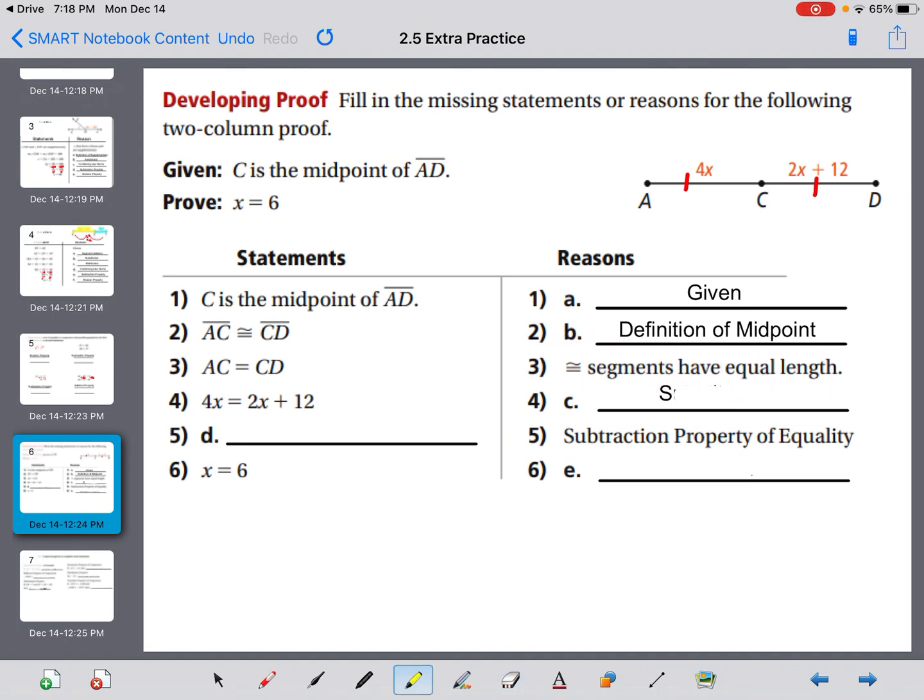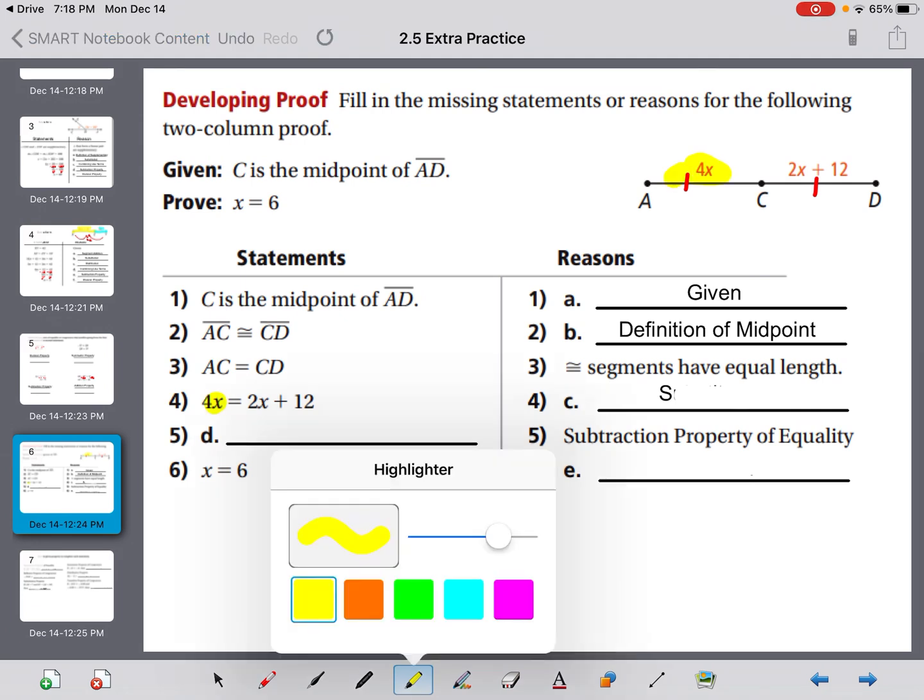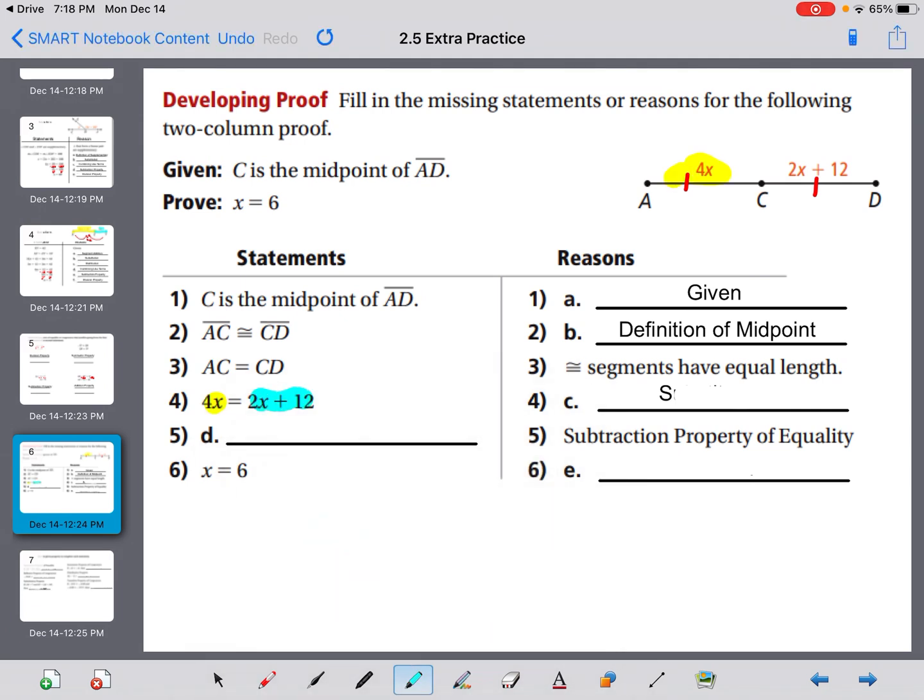Pretty straightforward. So now we can set 4x equal to 2x plus 12. And that's just substitution. We plugged in for AC and we plugged in for CD. So what would be my next move here is we have to start solving the equation from number 4. So I would subtract 2x on both sides. 2x's would cancel, and what would be left? 2x equals 12, and that's your subtraction property of equality.